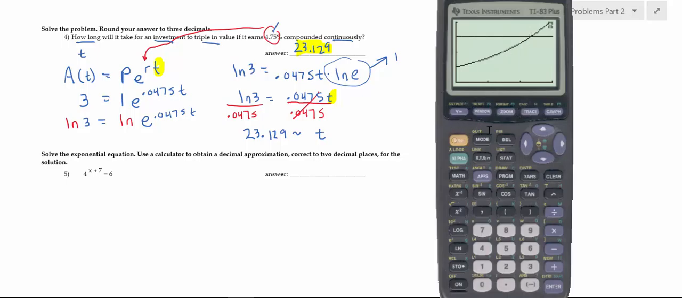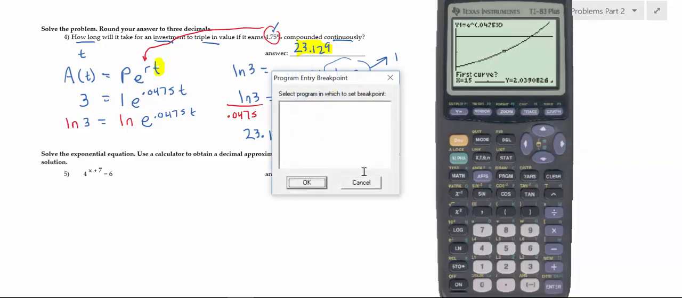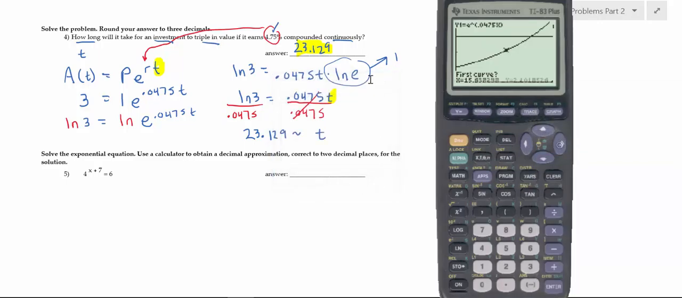So if you want to go second trace, and then go down to option 5 intersect, the cursor is going to be on one curve. So if the cursor comes up on one thing like that, you can close in pretty close to the intersection point, press enter. Second cursor blinks on the other curve, so press enter. When it says guess, just press enter. And notice it's going to take you to that same value we got. Y is 3, and it's tripled in that amount of time. So you can also do that problem that way if you want to.